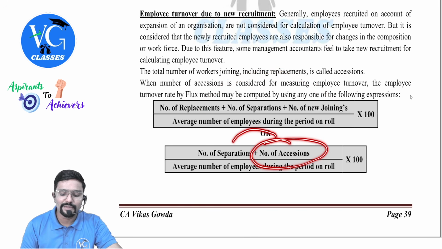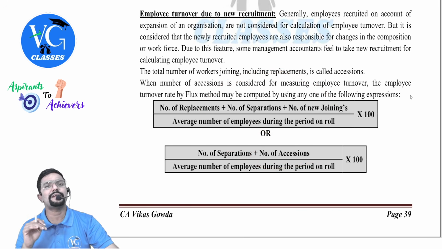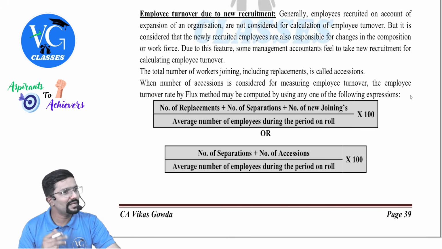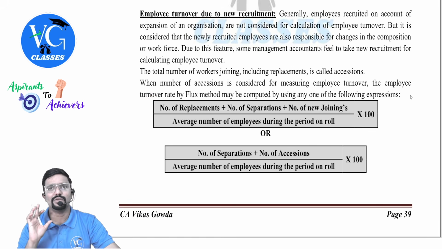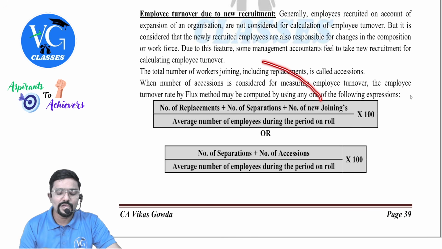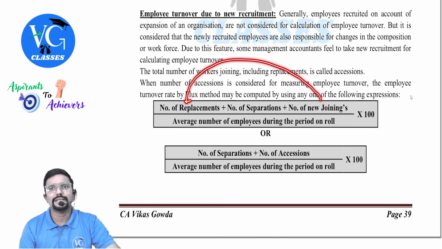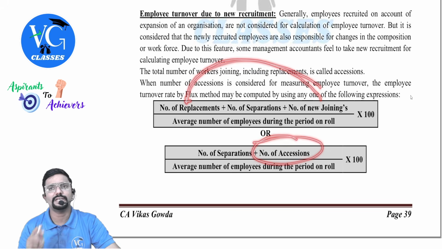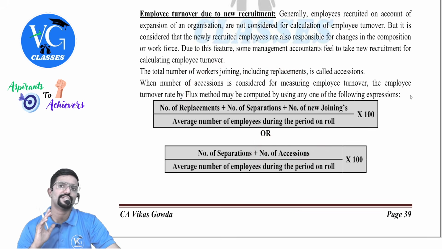So I can bring that now. Number of accessions plus number of separation, all divided by average. Both are one and the same formula, only different words I have used. Clear? Guys, I repeat. Number of new joinees plus number of replacement is called what? Number of accessions. So instead of doing individually, can I bring one common word? Yes, sir. Plus separation, whole divided by average.